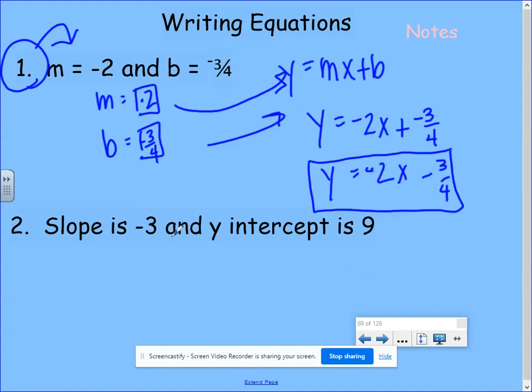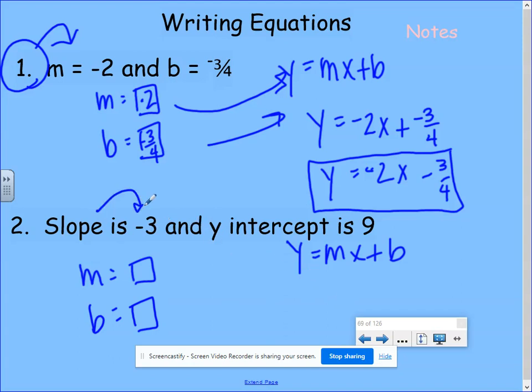All right, let's see if we can win the second game. So again, remember, the name of the game is y equals mx plus b. So we need to know the value of m. We need to know the value of b. So let's see if we can win the game. They tell us that the slope is -3 and that the y-intercept is 9.